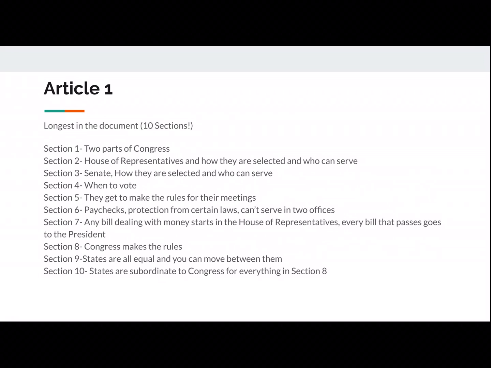Section 8, Congress makes the rules. Section 9, states are equal and you can move between them. There can't be any borders or shutdowns between different states. And then Section 10, states are subordinate to Congress for everything that's in Section 8. So if it's something that's mentioned in Section 8, which we're going to see in a few minutes, states can't do the same thing, all right?